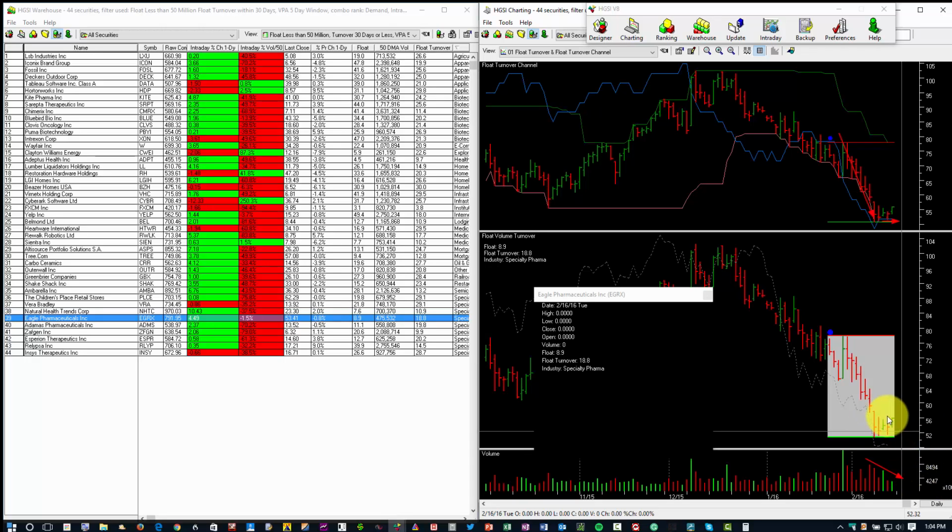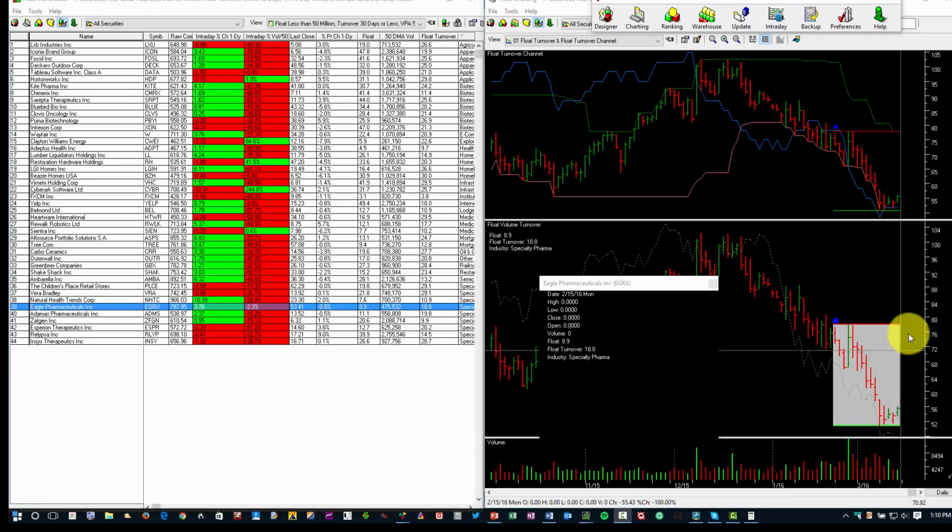But this turnover period for Eagle Pharmaceuticals is dramatically different than the float volume turnover period for National Health Trends. This stock was still going down until about 4 days ago, and then it started bouncing. You can see that the volume was high during this period. It plateaued, and it is starting to base sideways. The selling may be pretty much out of it.